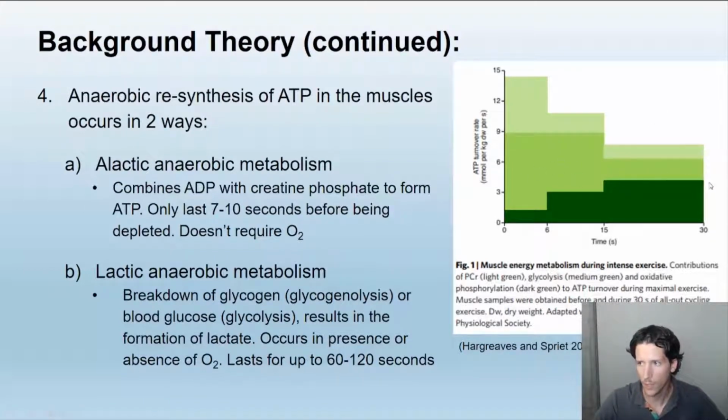This figure only goes up to 30 seconds, but we can still picture that this is going to continue producing ATP. And just to note, on the bottom here is dark green, which is our aerobic metabolism. Even at the end of 30 seconds, we're almost up to 50% of our ATP production being produced through aerobic means.